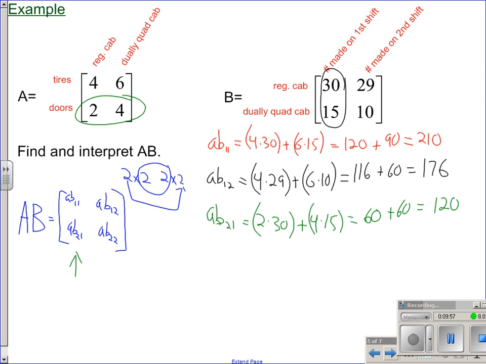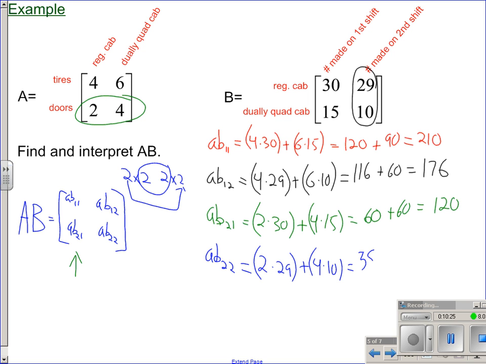And now our last entry in matrix AB, second row, second column. So keeping the second row in matrix A, now I'm focusing on the second column of matrix B. So we're going to go entry by entry, the same as before. 2 times 29 plus 4 times 10. And we get, what do we got? 2 times 29, 58, plus 40. That is a 5, not a 3. Lousy board. For a total of 98.